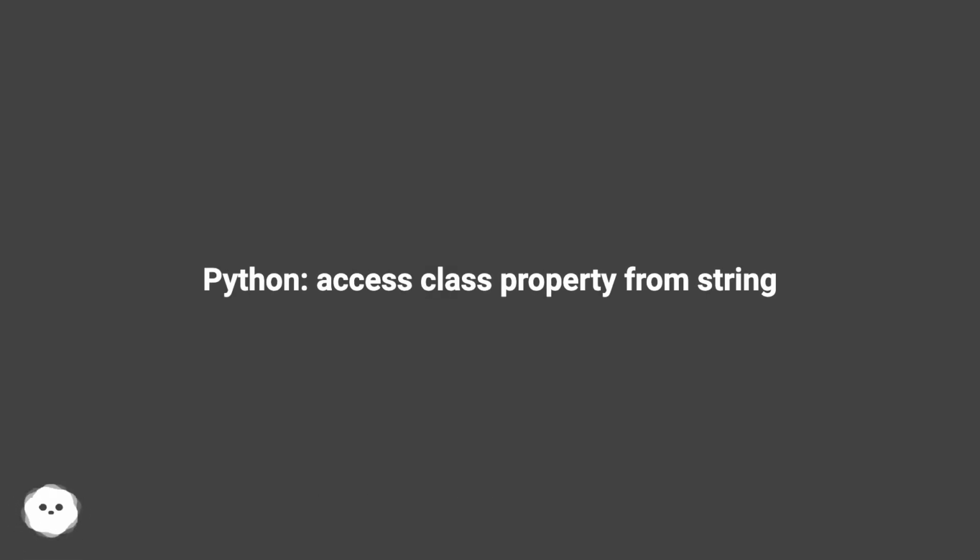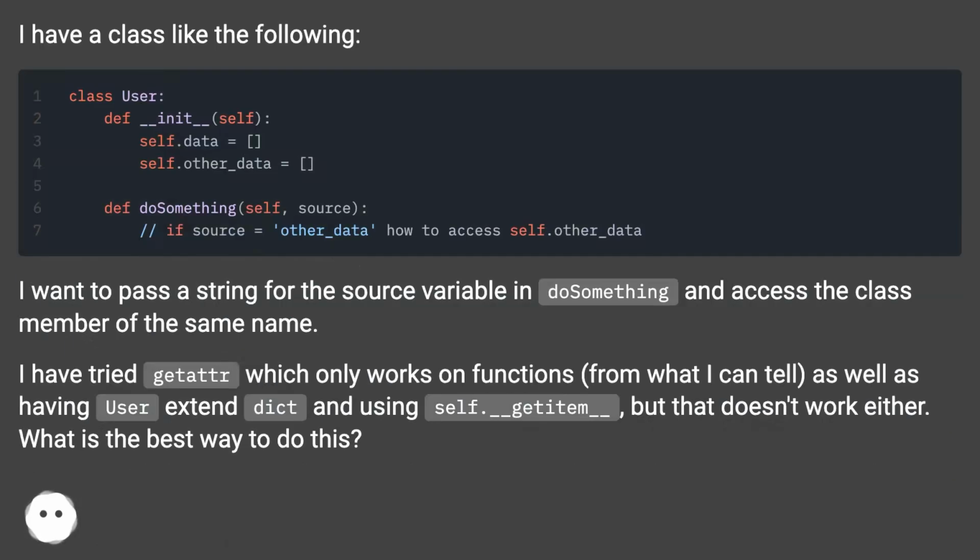Python, access class property from string. I have a class like the following. I want to pass a string for the source variable in do_something and access the class member of the same name. I have tried getattr, which only works on functions, from what I can tell, as well as having user extend dict and using self.__getitem__, but that doesn't work either. What is the best way to do this?